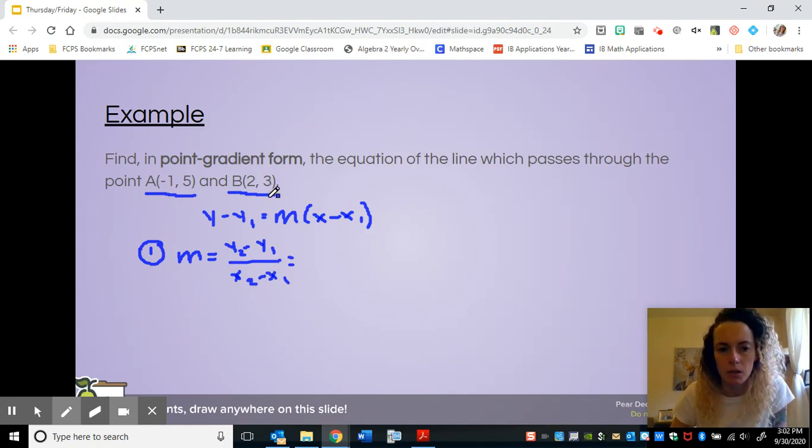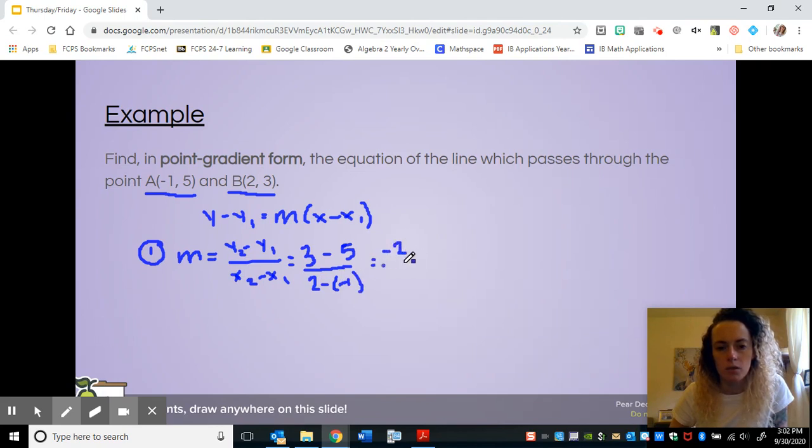So it doesn't have to be 3 minus 5 divided by 2 minus negative 1. You could flip-flop it and it's fine. You just have to make sure the numbers that are stacked on top of each other came from the same point. I'm going to keep it to what I just said. So 3 minus 5 divided by 2 minus negative 1.